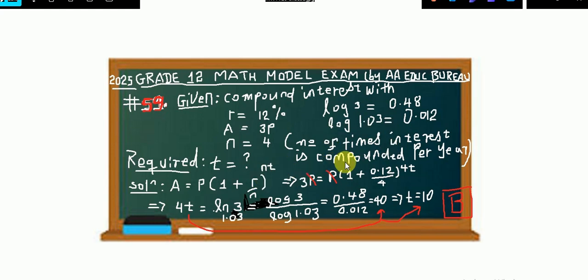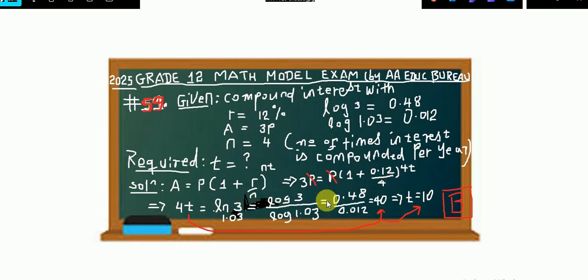We substitute 4 here, so nt becomes 4t. r is 0.12, which is 12%. n is 4. P stays as it is, not given. The information given is that the amount becomes 3 times the principal after how long a time. So P cancels P.